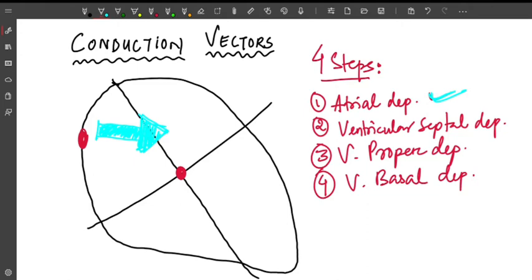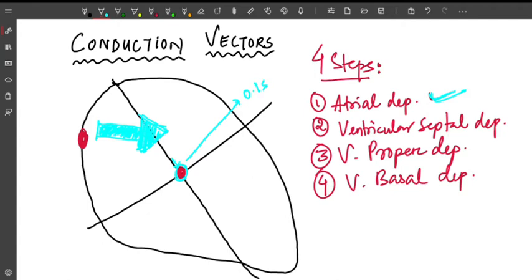Okay, then the impulse will travel to the AV node. There is a delay of 0.1 second, which is necessary because this allows the atrium to contract completely and pour all their blood into the ventricle, so that all the blood from the atrium can fill into the ventricle, and then the ventricle will contract.